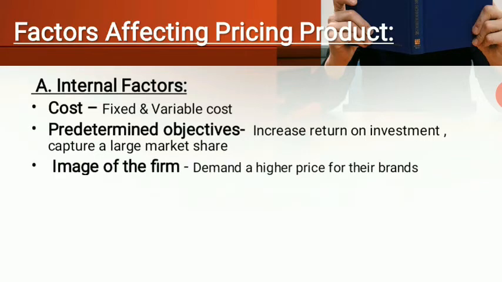Next is image of the firm. The price of the product may also be determined on the basis of the image of the firm in the market. For instance, HUL, that is Hindustan Unilever, and Procter and Gamble can demand a higher price for their brands as they enjoy goodwill in the market. Likewise, in the electronics sector, Apple always demands a higher price for its brand name.